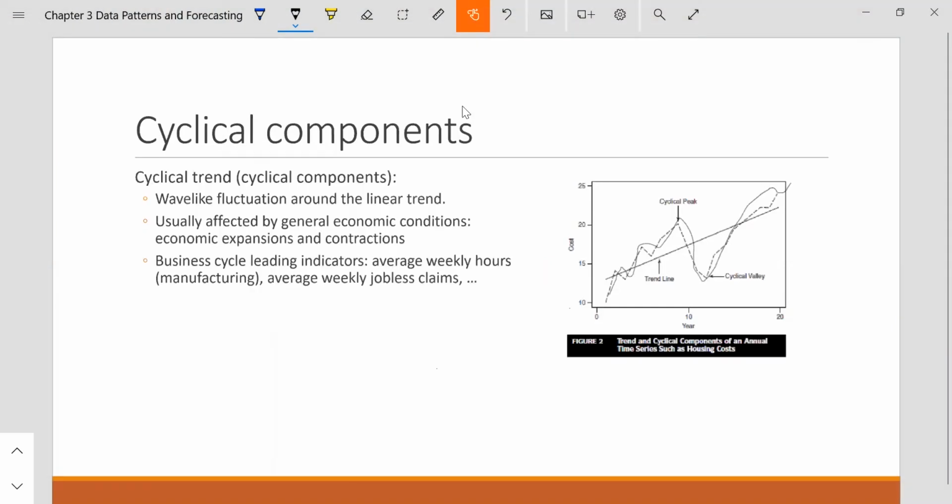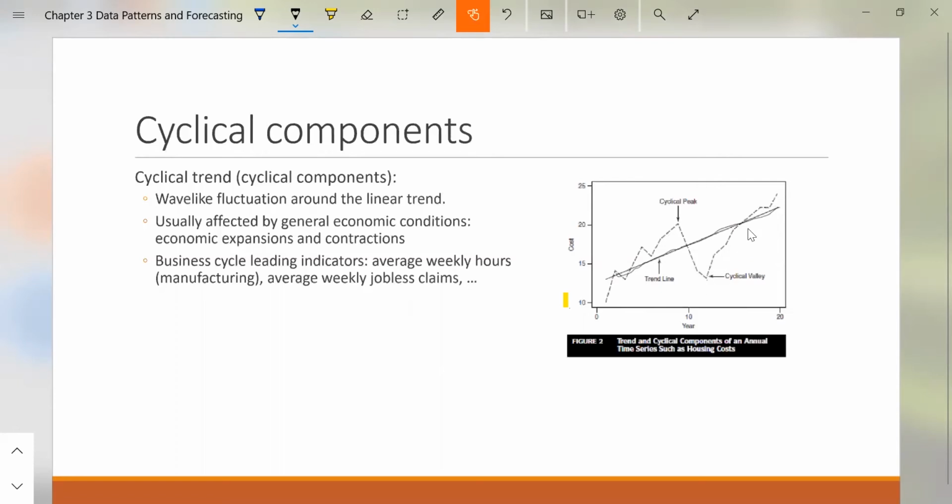Next, let's look at the cyclical components. So the cyclical component is basically the up and downs of the actual data around the linear trend. Okay, so let's go back to the same example we just looked at a moment ago. And the straight line in the middle apparently is the linear trend. So I'm just going through it. And you can see the actual data is going up at the beginning and then going down into a valley and then going up again.